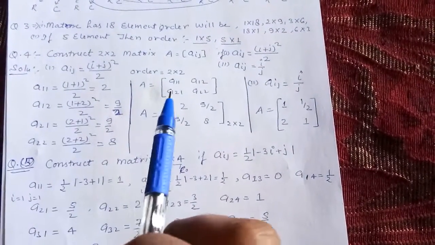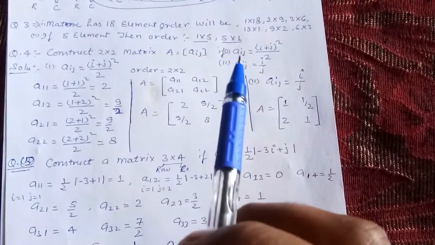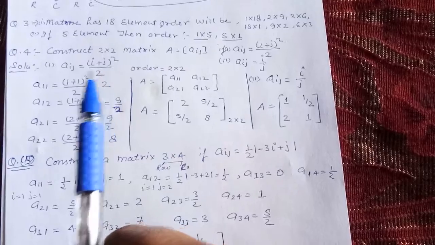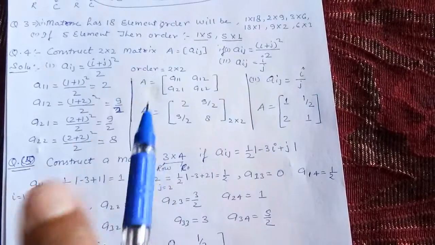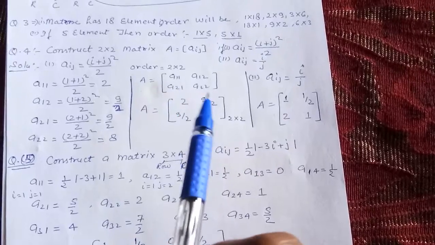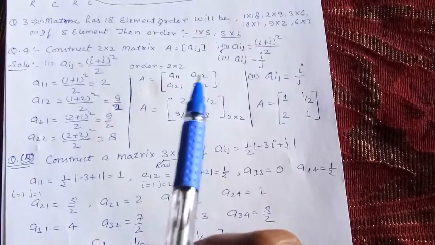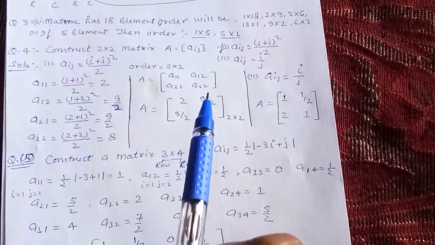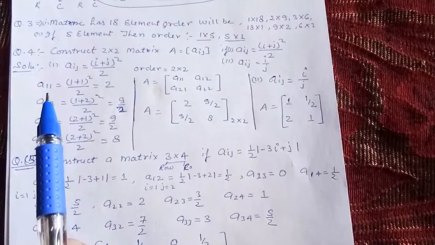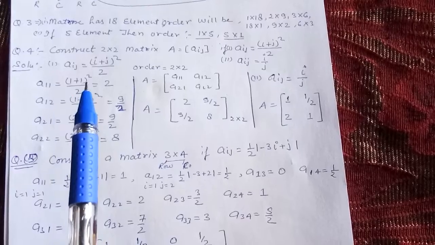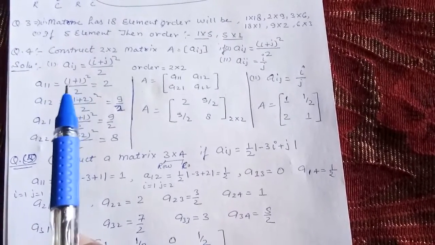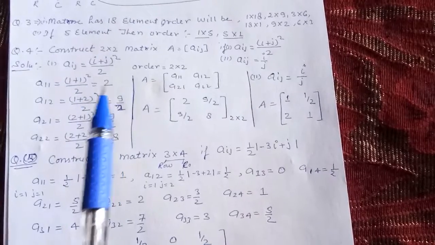We take the first part. So Aij equals (i plus j) whole square upon 2. So 2 by 2 means 2 rows and 2 columns. So 2 rows is this one and 2 columns is this one. So the elements will be A11, A12, A21, A22. That is all, total 4 elements. So for A11 put i equals 1 and j equals 1, because this is the address of i and j. So (1 plus 1) whole square upon 2, that will be 2.